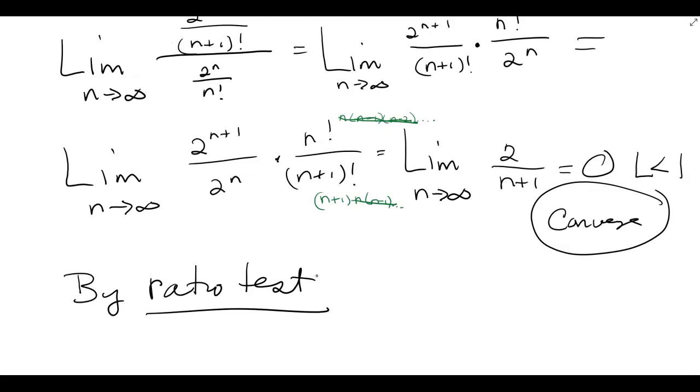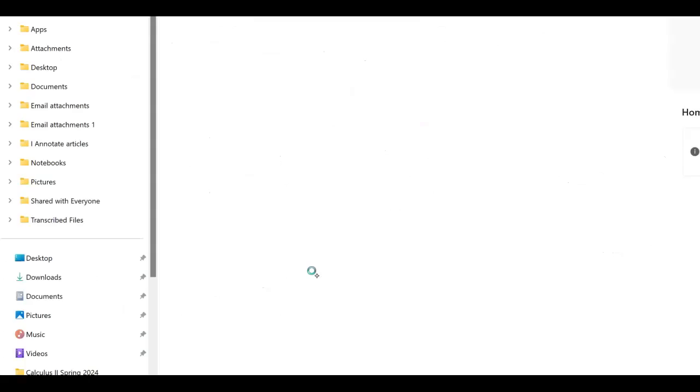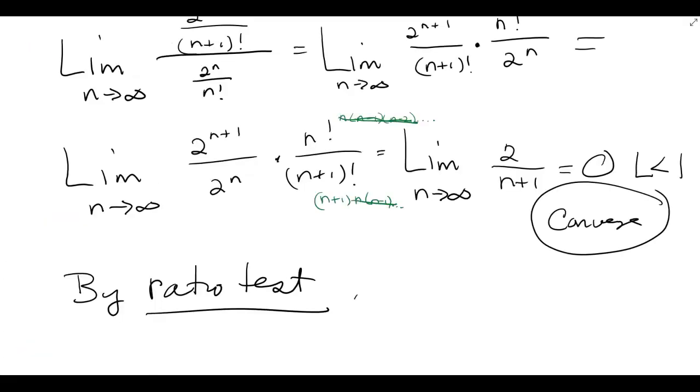Whoops. My pen decided to stop working. Hold on. I have 2 pens. The battery went on 1. So let me finish this up. By the ratio test, a sub n converges. That's it.